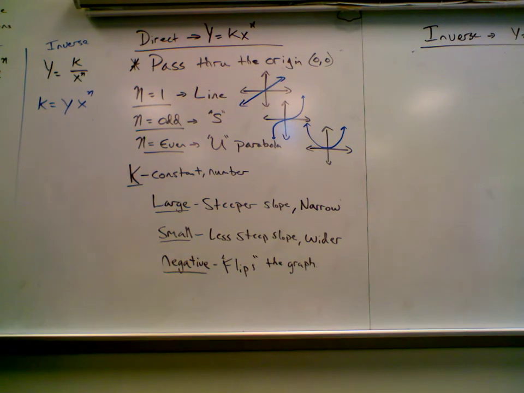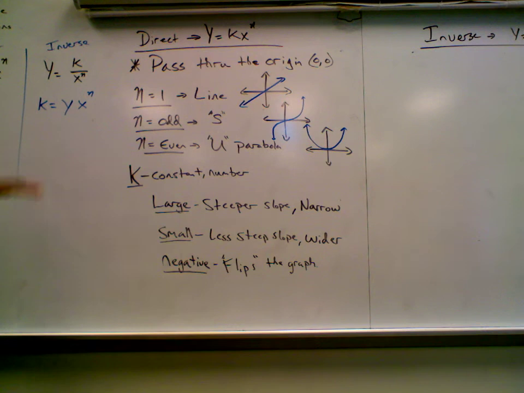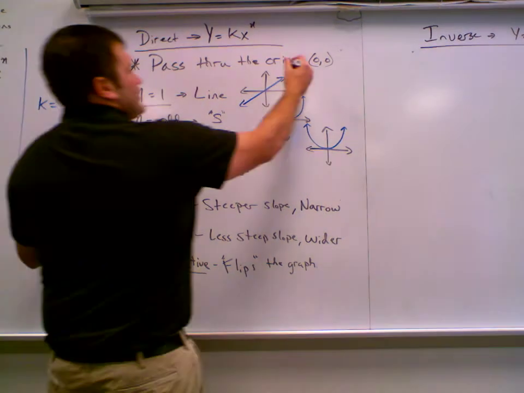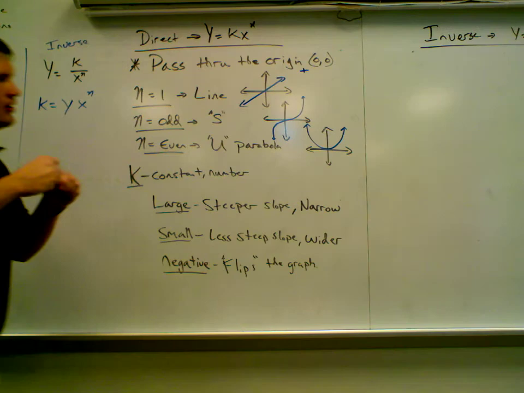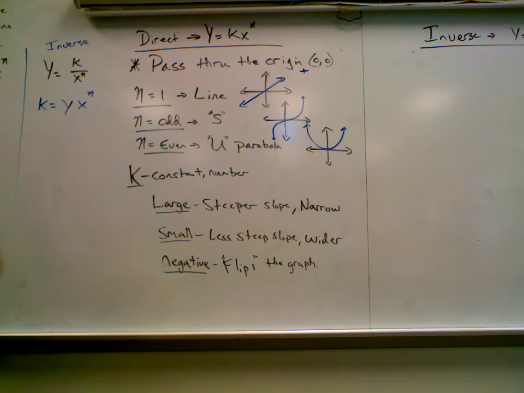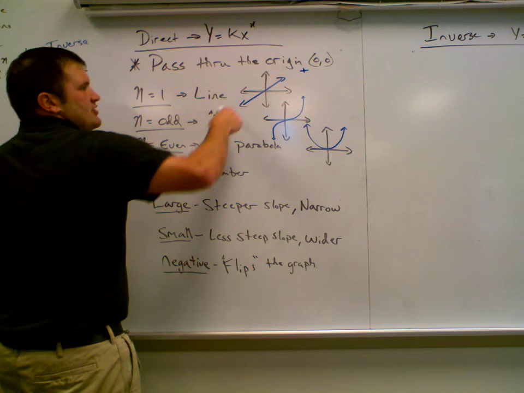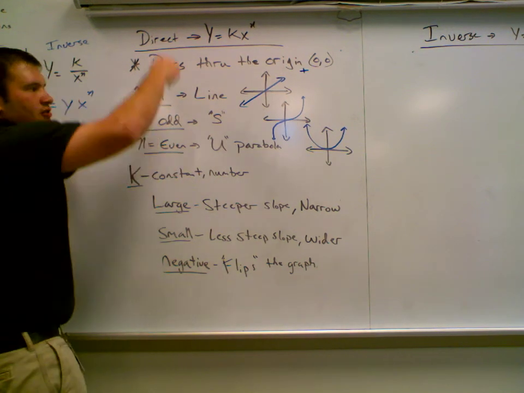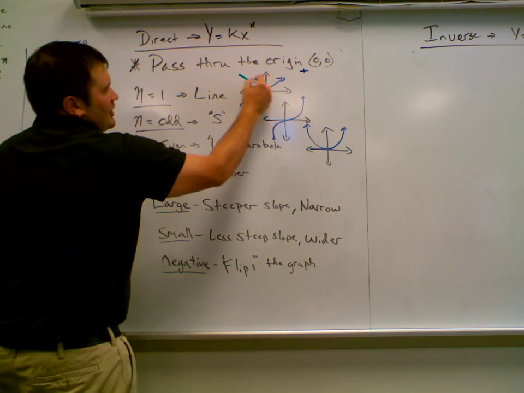So, I'm going to draw these graphs again, but now with the negative K. This blue line is the positive K. I'm going to come back with a green line and draw a negative K value. What happens to this graph? Instead of going this way, how does it change? It goes this way. It goes down like that.